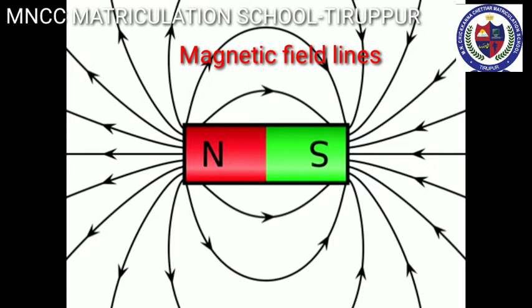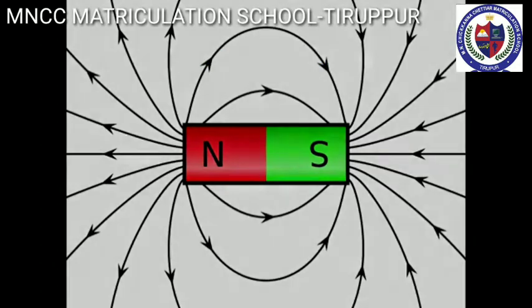A magnetic field line is defined as a curve drawn in the magnetic field in such a way that the tangent to the curve at any point gives the direction of the magnetic field. They start at the north pole and end at the south pole. The arrow mark indicates the direction of the magnetic field.